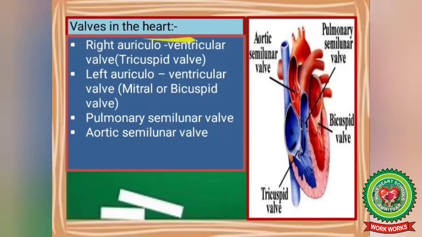Valves in the heart. Right auriculoventricular valve, also known as tricuspid valve. It is located between right auricle and right ventricle. Left auriculoventricular valve, also known as mitral or bicuspid valve. It is located between left auricle and left ventricle. Pulmonary semilunar valve, it is located at the opening of pulmonary artery. Aortic semilunar valve, it is located at the opening of aorta.